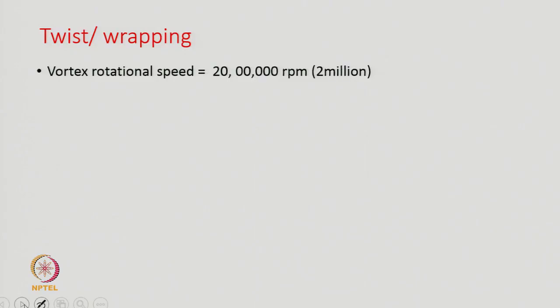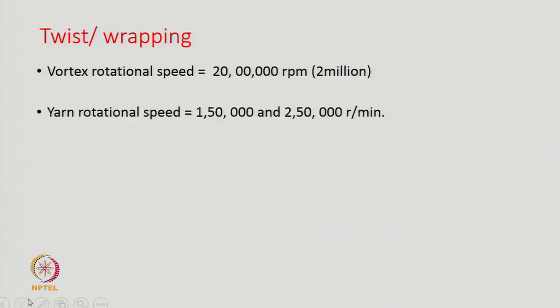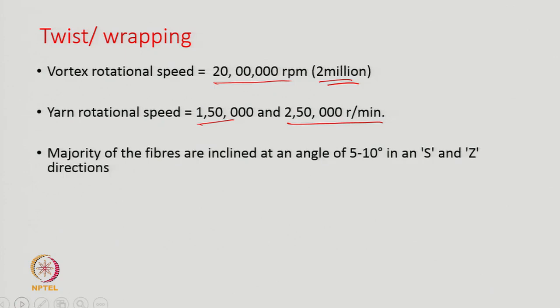The next one is, there is no twisting or wrapping, because we see on the surface of the yarn some fibers are wrapping at different angles. So, we call it wrapping or twisting, whatever we want to say. Typically, vortex rotational speed is 2 million rpm. The yarn rotational speed is 150,000 to 250,000 revolutions per minute. So, there is a huge drop between vortex speed and the yarn speed. So, yarn speed is hardly 10% of the vortex speed. Majority of the fibers are inclined at 5 and 10 degrees in S and Z directions.